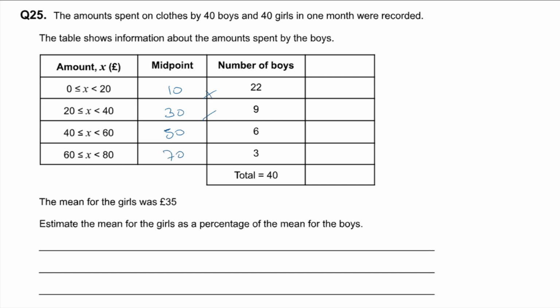So we're going to multiply those. 10 times 22, I can just do it in my head, it's 220. 30 times 9, that's 270. 50 times 6, that's 300. 70 times 3, it's 210. I'm just going to add those up with the calculator though. So 220 plus 270 plus 300 plus 210 comes to 1,000. Spooky. Maybe this came from a non-calculator paper, because the answers are spookily nice.